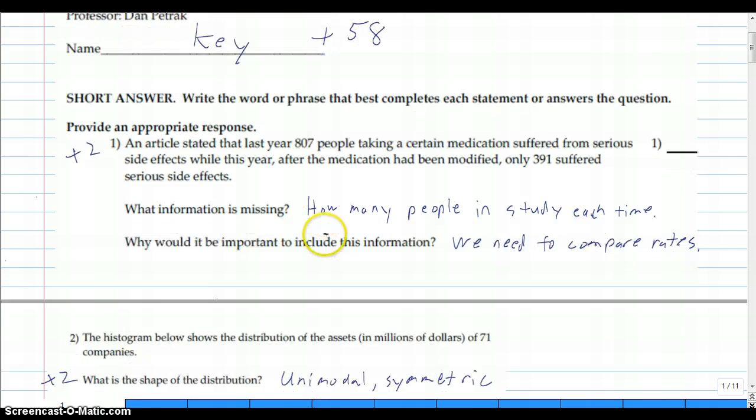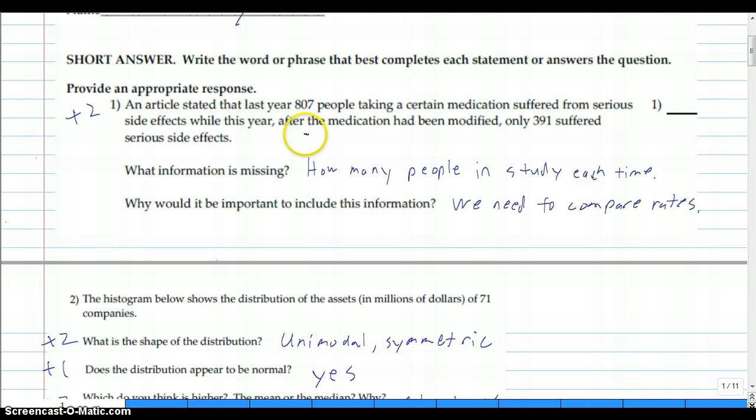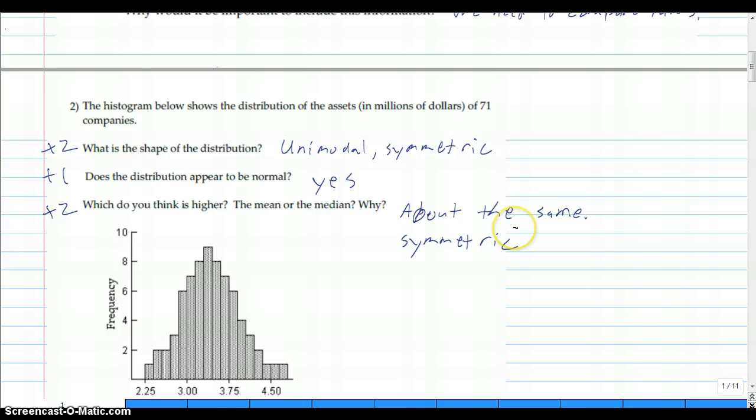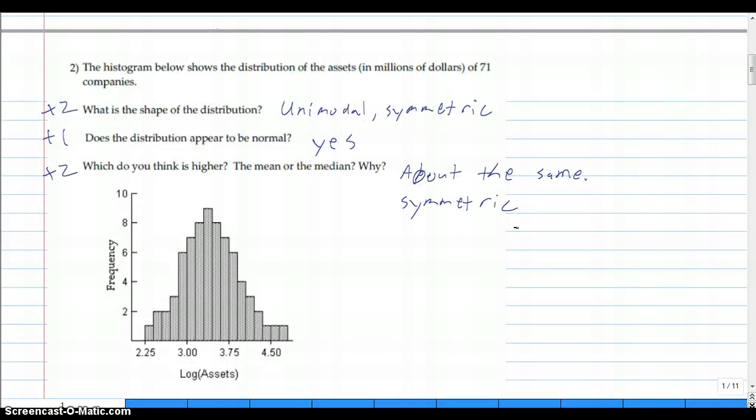And number 1 here, we test this medicine. The question is how many people are actually tested in each group, and then we need to compare the rates to figure out if it's effective or not, to see if there's a difference in the percentage that suffered from side effects. And here's a unimodal and symmetric distribution. Does it appear to be normal? It says, yeah, it looks pretty normal.